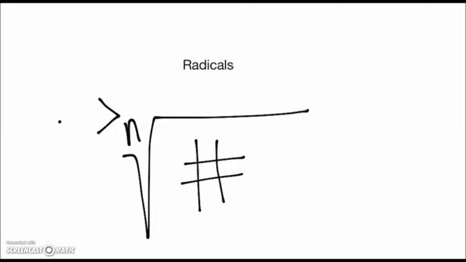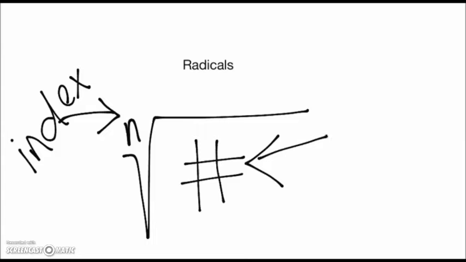First, let's talk about the parts of a radical. This number here is called the index of the radical. For our purposes in geometry, this number will always be a 2. However, you should know that this number could also be a 3 or a 4 or some other number, because you may run into that later on.